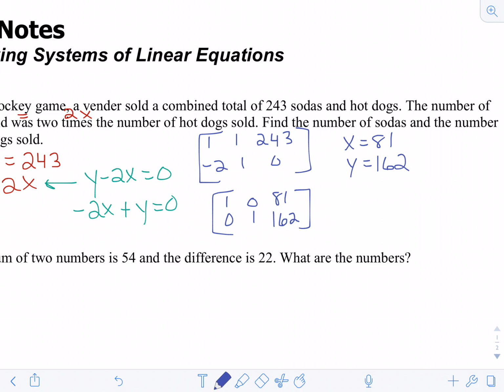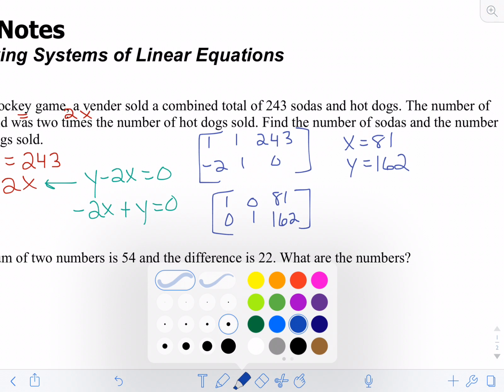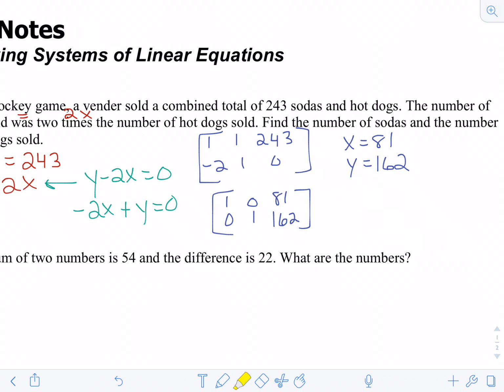But that's not what it's asking. The question's not saying, hey, what's x, what's y? It says, what's the number of hot dogs sold and sodas that were sold? Well, if you look back in your problem, and I'll highlight this, if you have x is equal to 81, and we had x labeled as the number of hot dogs sold, then that means x is our hot dogs. So we sold 81 hot dogs.